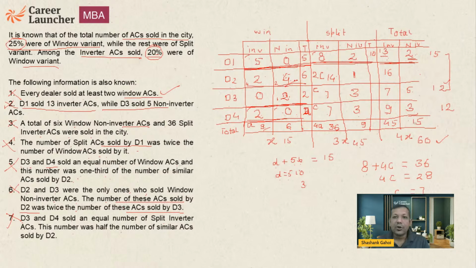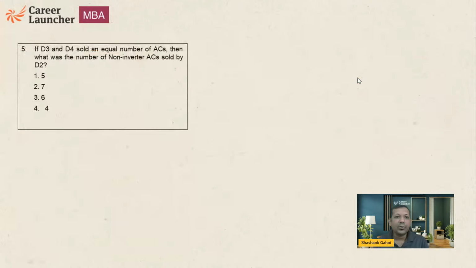So what is the non-inverter ACs? That is going to be 4 plus 1, which is equal to 5 for D2. So the answer of this question is going to be option 1, that is 5.